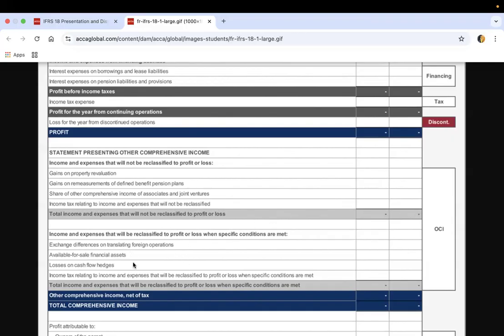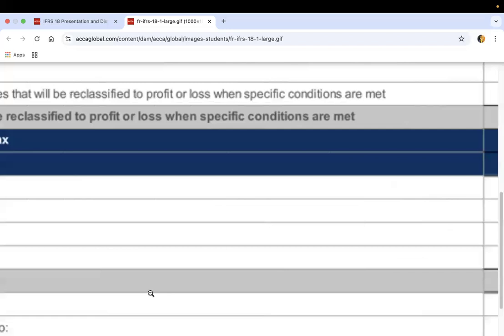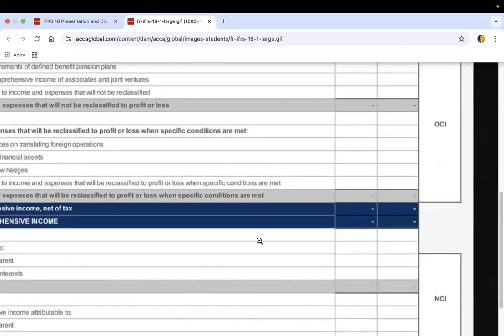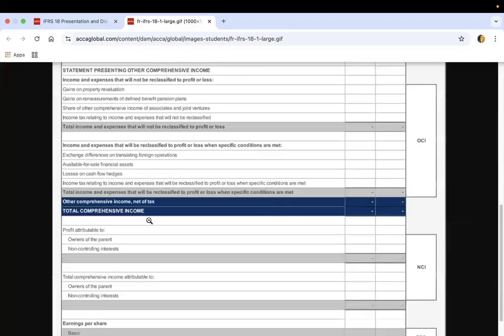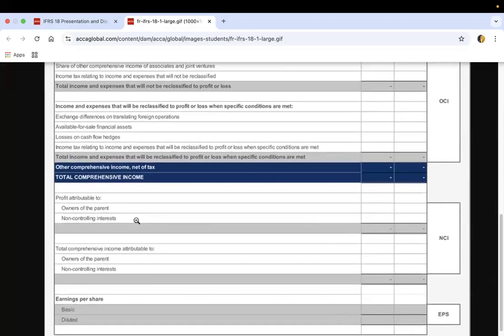Now, in the next category, you are going to have income that will be reclassified only if certain conditions are met. So it could be exchange differences on translating foreign operations, which is totally not for the FR exam. Available for sale financial assets, not there for the FR exam. Losses on cash flow hedges, not there. Income tax relating to income and expenses that will be reclassified to profit and loss when specific conditions are met, which is also something you won't be tested on.